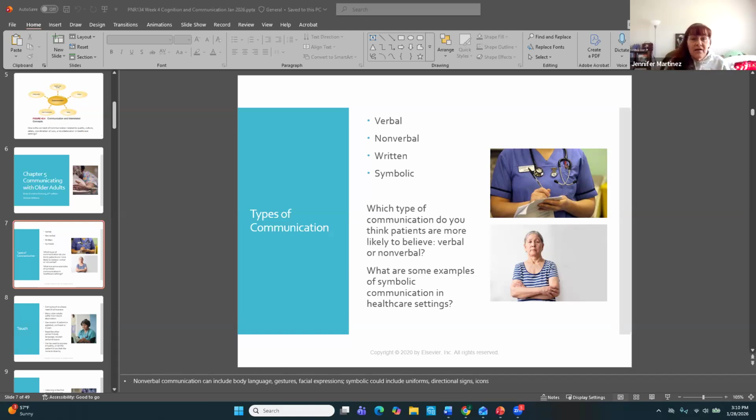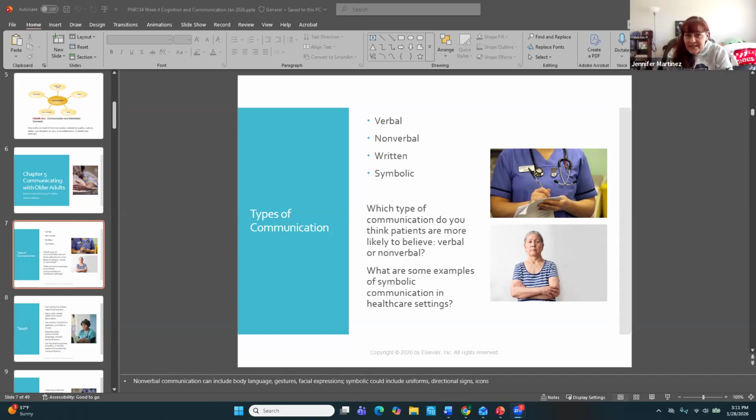So give me some examples of nonverbal communication. Nodding your head, shaking your head. Facial expressions. Absolutely. Hand gestures. Any type of body language. Eye contact. Yep, that's a big one, right? And what do we know about eye contact among different cultures? It could come off as disrespectful, staring at somebody. Right, right.